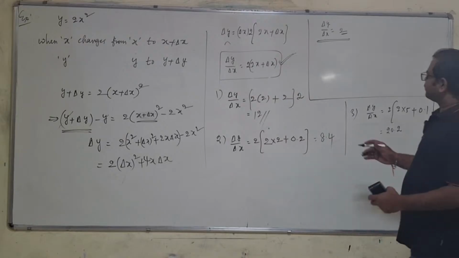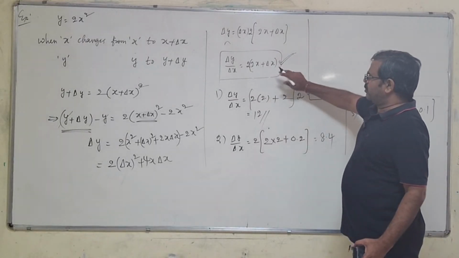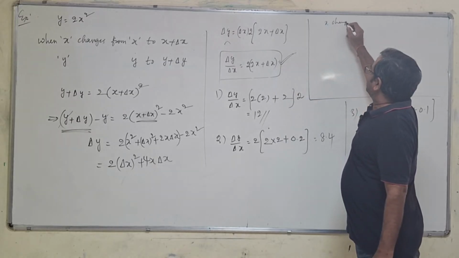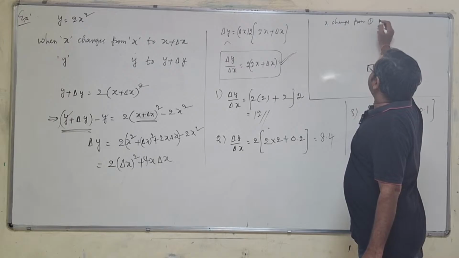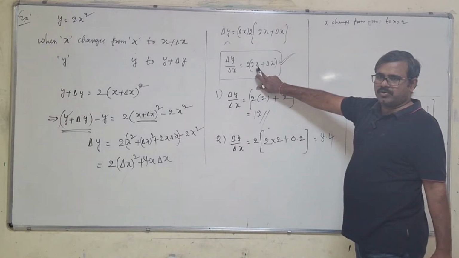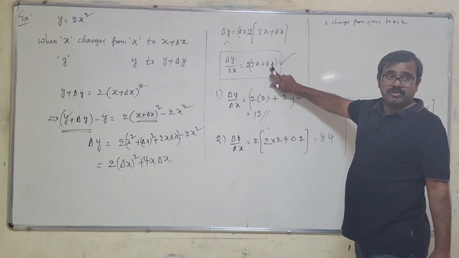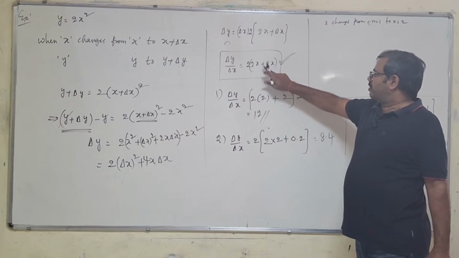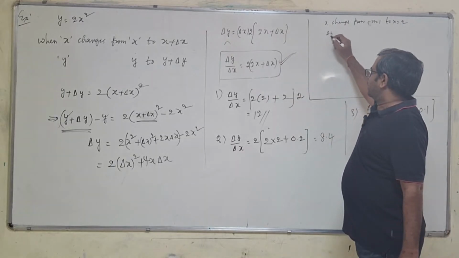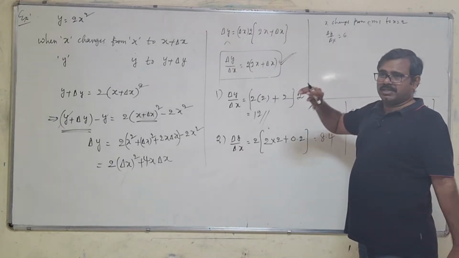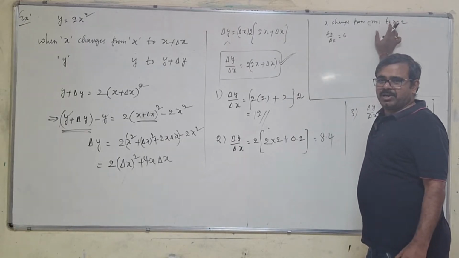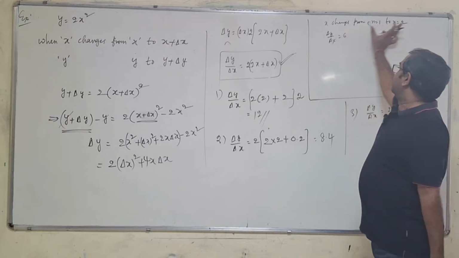Okay. Here, I'll do a few more. Listen to me. If x changes from 1 to 2, substitute x is equal to 1 here. Delta x is also equal to 1. 1 times 2 plus 1 is 3. 3 into 2 is 6. You will get delta y by delta x is equal to 6. It means when x changes by how much? 1 unit, y changes by how much? 6 units.